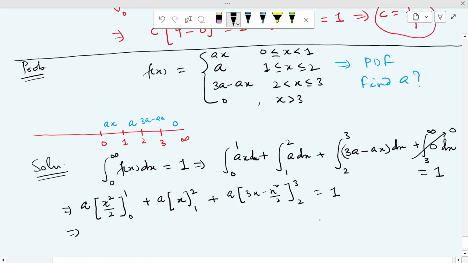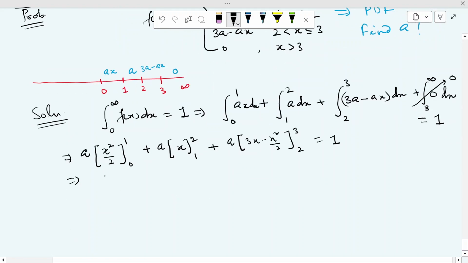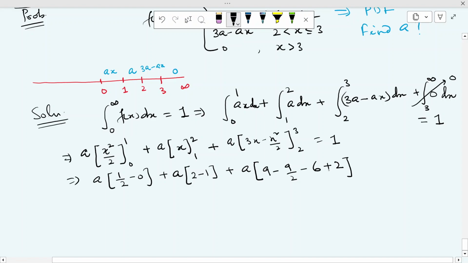So now when you put the limits, this will be a times 1 by 2 minus 0, plus a times 2 minus 1, plus a times 9 minus 9 by 2 minus 6 plus 2. Okay, so this is what we obtain here, and of course the value is 1.